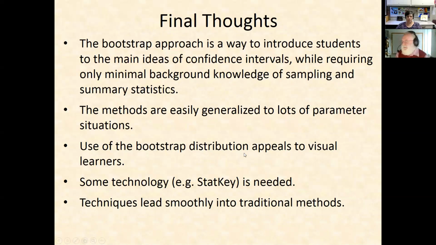Finally, we found that the bootstrap distribution really appeals to visual learners. The idea of seeing the dots falling in that distribution helps them when they then transfer to the normal distribution. They have that picture, and so instead of counting dots in the graph, we're finding area under the normal curve. Otherwise, it's the same basic idea. So it really appeals to people who have that sort of visual, not necessarily formulaic, approach to things.